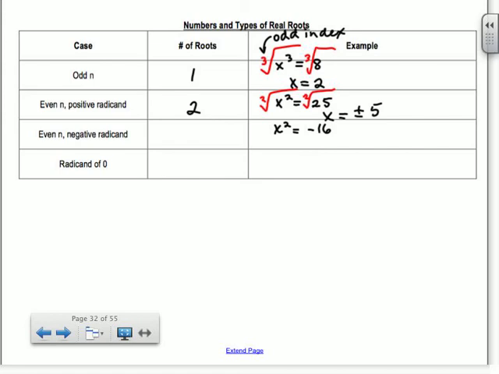How about Mary? How many answers do I have to this? x squared equals negative 16. No? Kendall? 0, right? There's no answers to this. Because when you take the square root, you can write plus or minus, but you can't take the square root of negative 16. You can't take the square root of a negative number. So there's no answers.